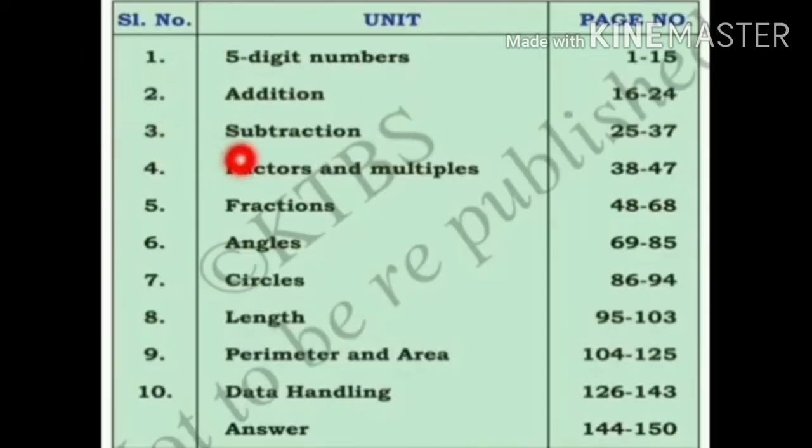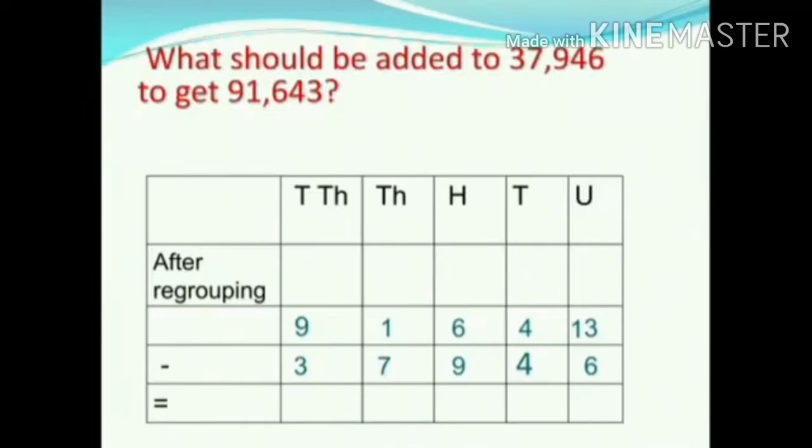In the previous class, we were learning about subtraction. Today we will continue that. Now units place will become 13. After borrowing 1 ten to units place, tens place is left with 3 tens. Now subtract units place digits, that is 13 minus 6 equal to 7. Write 7 in units place.